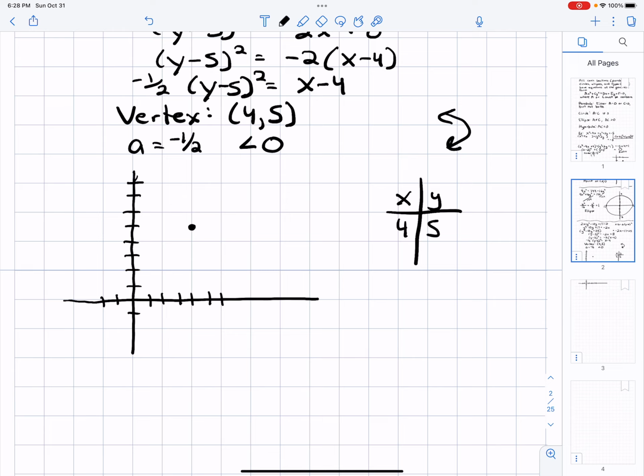And if I do a little XY table, I already have 4 and 5. If I plug in 3 for y, I'm going to get 2 for x. And also if I plug in, I think it's 7 for y. Yes, for negative 2. Yeah, I also get 2 for x. So 2, 3, 2, 7. So there we go.